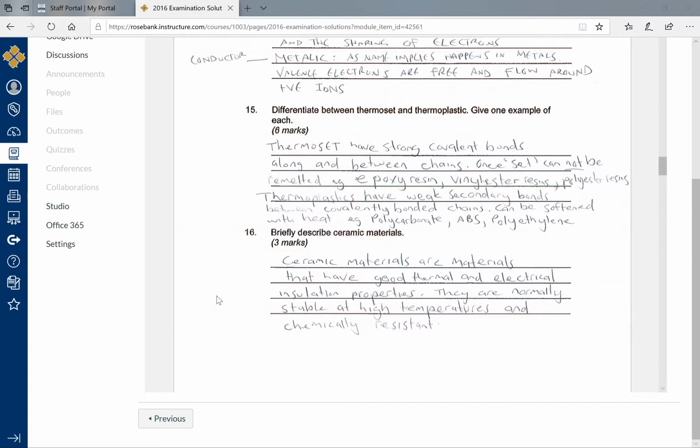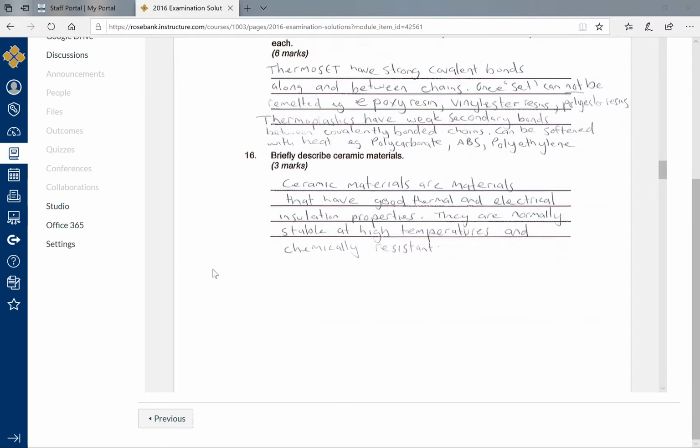If you tell yourself a little story about why one can be melted because it doesn't have the strong cross bonds, maybe the diagram that's in the textbook is also useful for that.